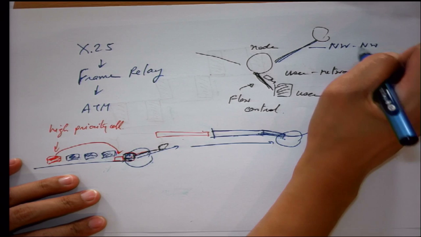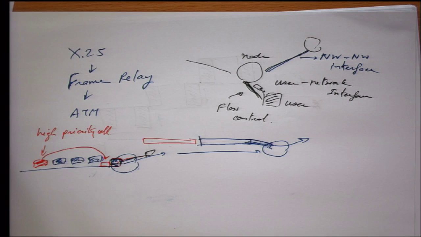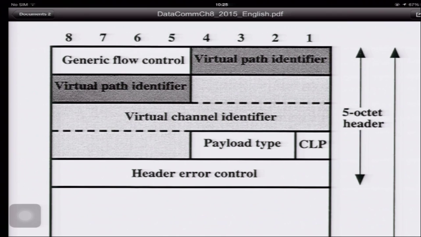Okay, so it's a little bit different there. Now, what is a virtual path identifier? Sometimes we call it VPI. This is 8-bit or 12-bit, okay? And we also have the virtual channel identifier. This is 16-bit. The virtual path identifier and virtual channel identifier are used for routing purposes.